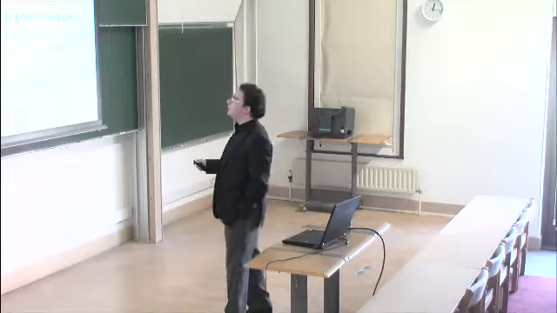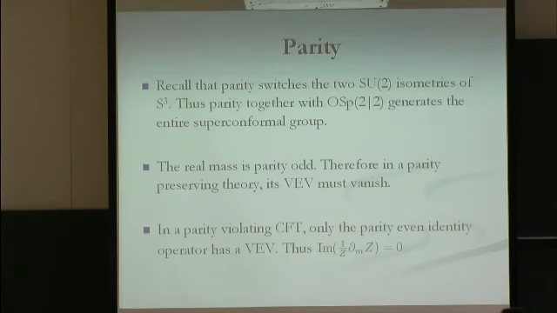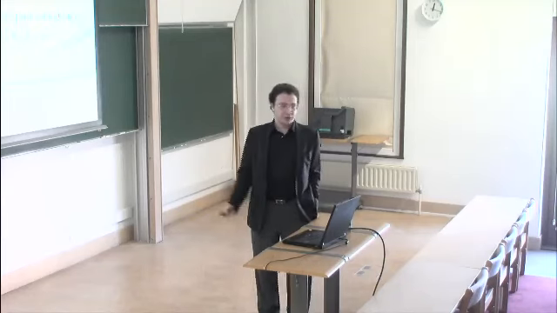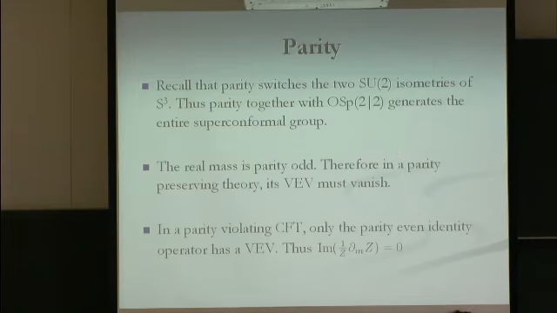But roughly speaking, if I had a parity invariant theory, the real mass is something parity odd, and so its Vev just has to vanish. And in the parity invariant theory, the partition function you get from this procedure is real, and this works. And in a parity violating CFT, then the imaginary part of this one-point function of the real mass has to vanish.